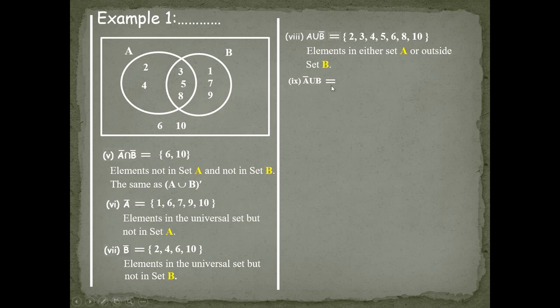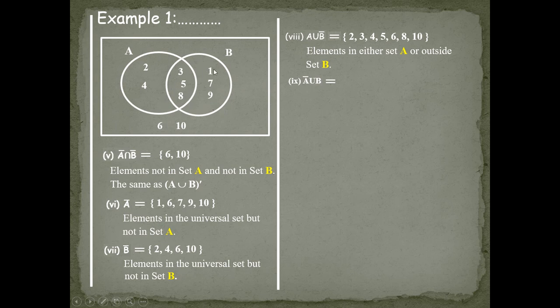Now the next part, we are going to use the same concept. Outside A, come to the Venn diagram that you have sketched. Now shade outside set A, the region outside set A, the whole of it with your pencil. After you've shaded that, you come and shade set B.